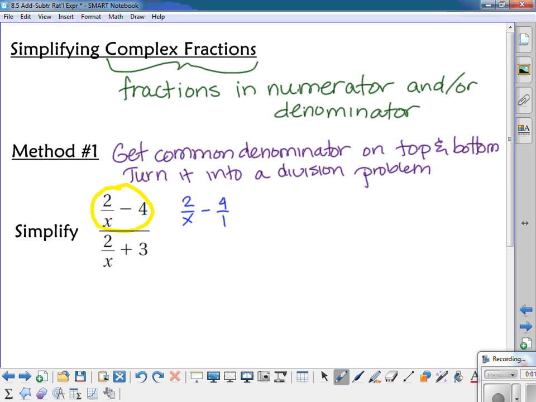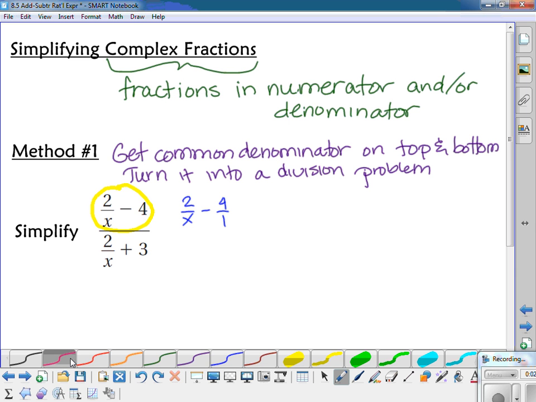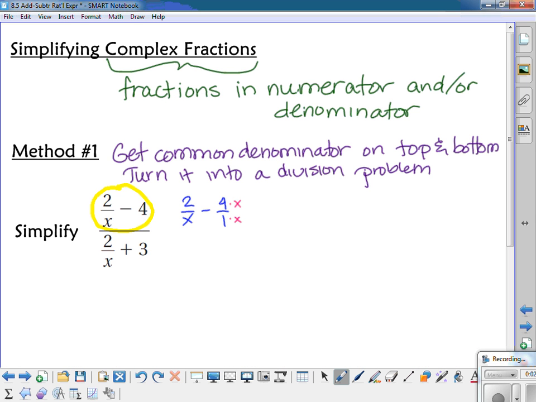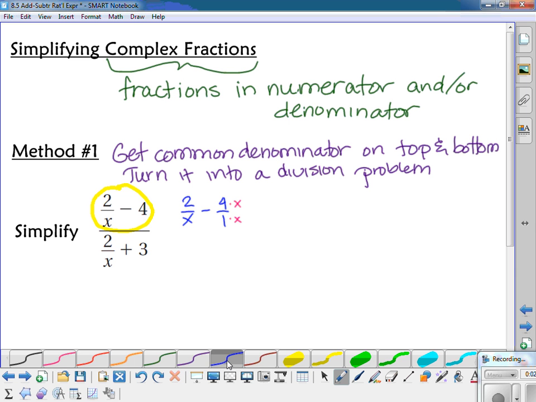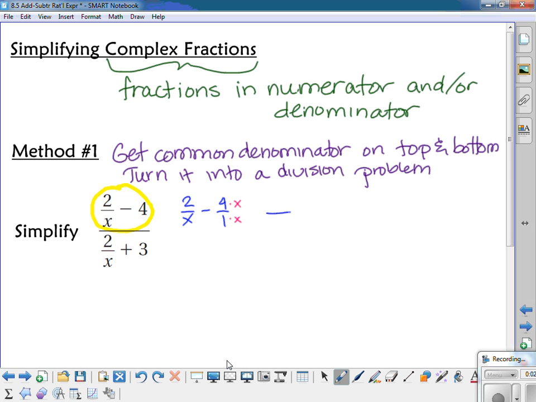So if I've got an x on one of them and a 1 on the other, what's my lowest common denominator for those? 1x, or just x, right? So I need to multiply my 4 by x over x so that I have a common denominator. And then I can just put them both over x now, and I would have 2 minus 4x. So now I've turned that into just one fraction on top.